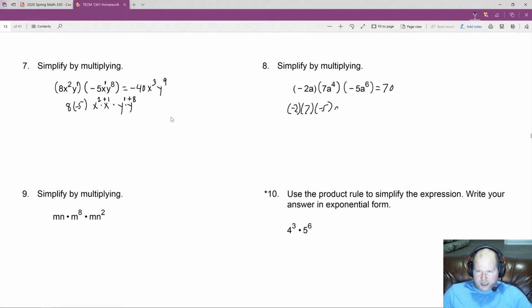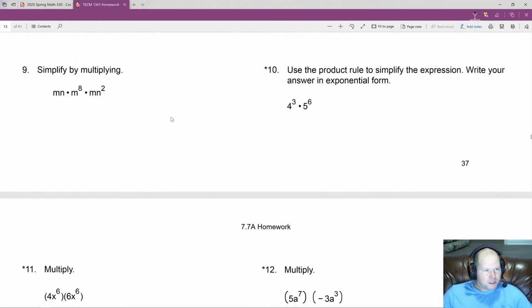All right, so the next part is we have a to the implied or understood 1st power times a to the 4th power times a to the 6th power. So I'm just writing them all next to each other so you can see the product rule at play. So these are all being multiplied together. So what we have here is 1 plus 4 plus 6. So 1 plus 4 is 5. 5 plus 6 is 11. So it's a to the 11th power. Then we have a b here. Nope, no b. Sorry. And that's it.